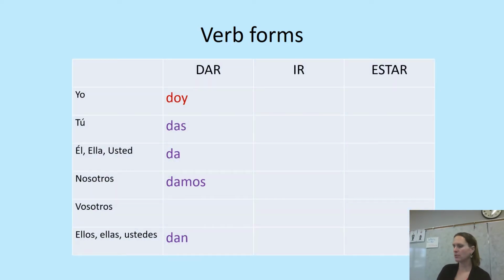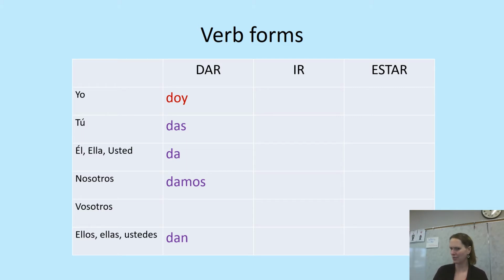All right, so let's start with the verb dar, to give. You can see the different forms of dar up here on the screen. And notice that the yo form I have in red because that is the form that is irregular. So to say I give, that form is doy. Not just do, but doy, I give. So, yo te doy el cuaderno. I give you the notebook.